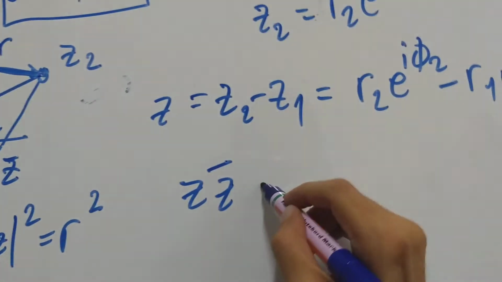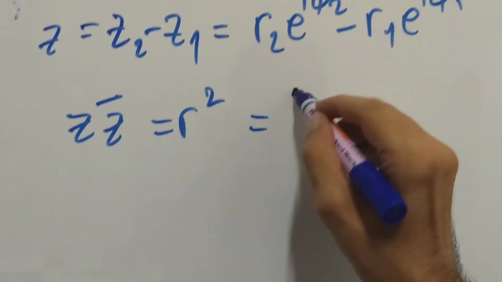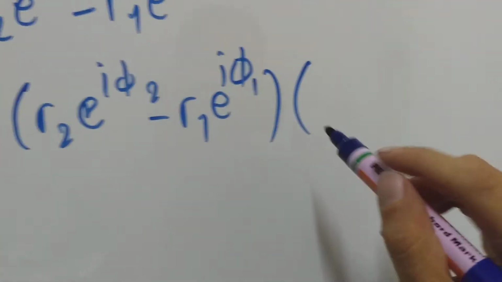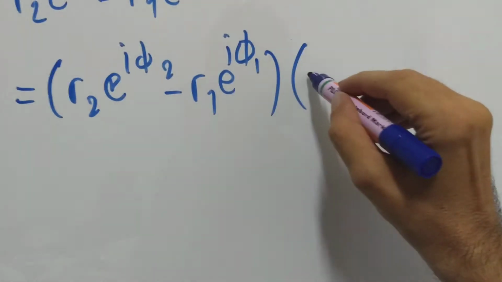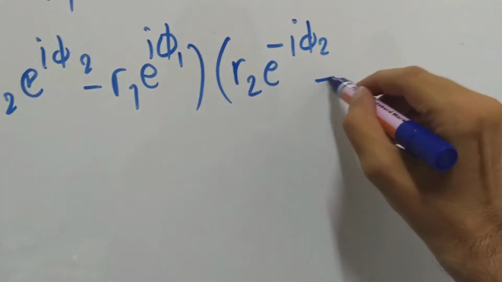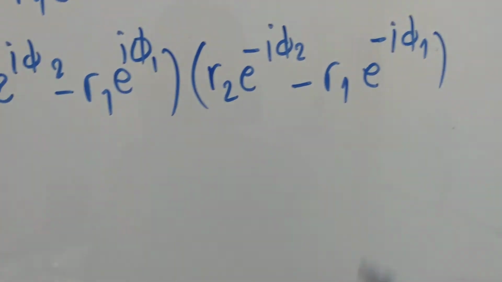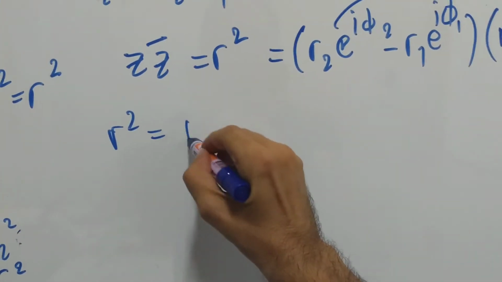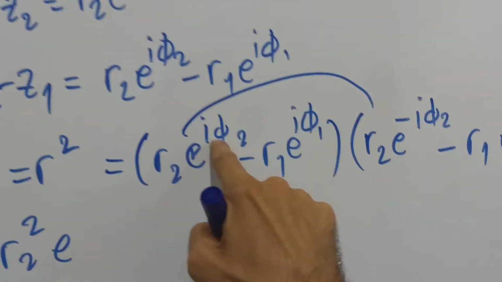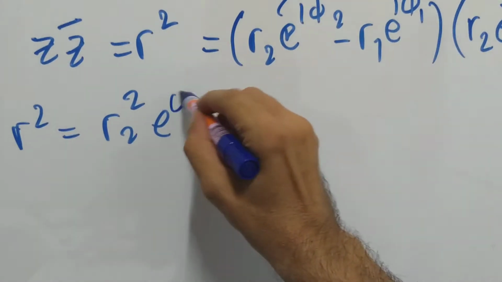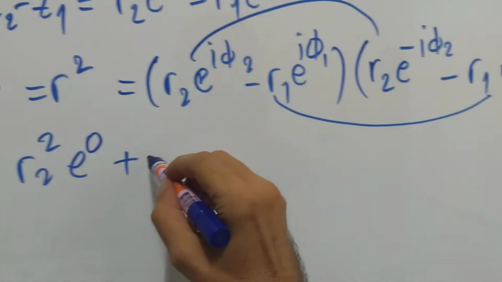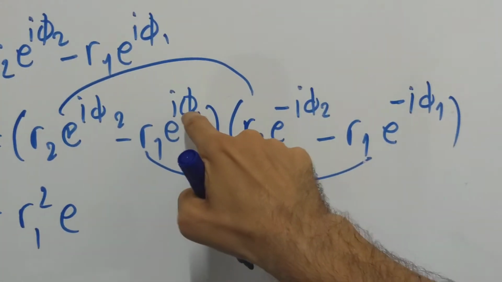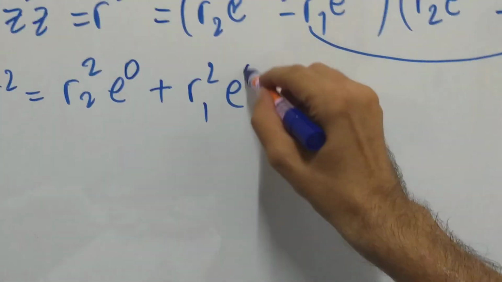We want to find z times z bar because that's going to be r squared, as we have argued. So this here is r2 e to the i phi 2 minus r1 e to the i phi 1 times, now the complex conjugate of this thing, r2 e to the minus i phi 2 minus r1 e to the minus i phi 1. Let's be careful in how we multiply these things. Let's do this and this first. So we end up with r squared is r2 squared e to the, now this plus this exponent is 0. Okay, now let's do these two. Minus times minus, negatives cancel out, I get r1 squared e to the what? i phi 1 minus i phi 1, that's 0.